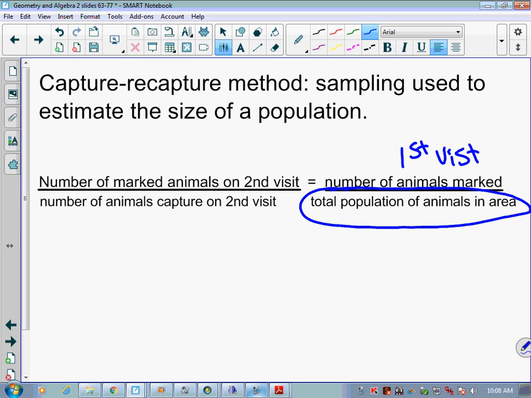So if I know how many we caught and marked the first time, and I know how many we marked the second time, and I know how many we captured the second time, then that should give me an approximate number for how many foxes live in a certain area or population. That's the biggest math portion of this. It's just a proportion, but you do need to know how that's written up and where you're going to put those numbers. Top left, top right, bottom right.